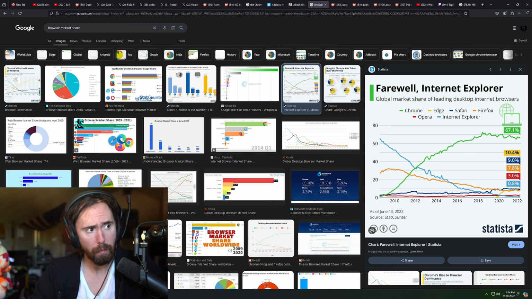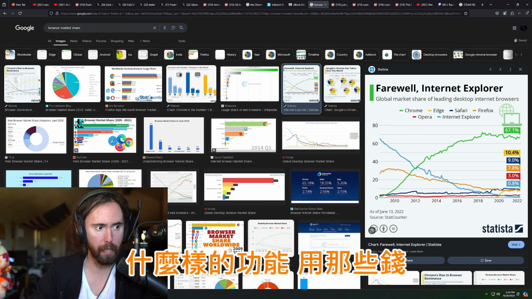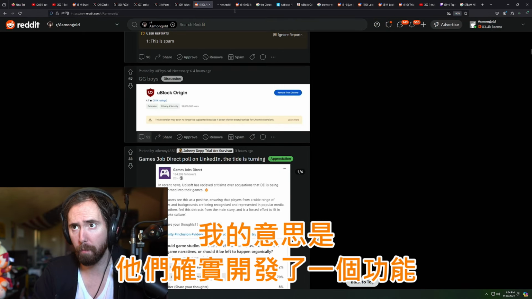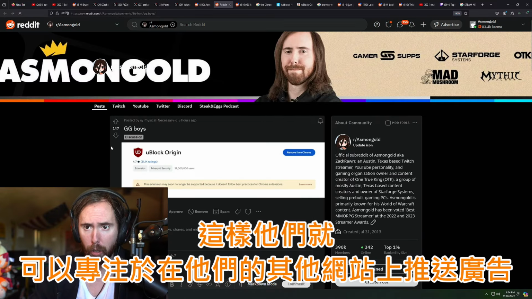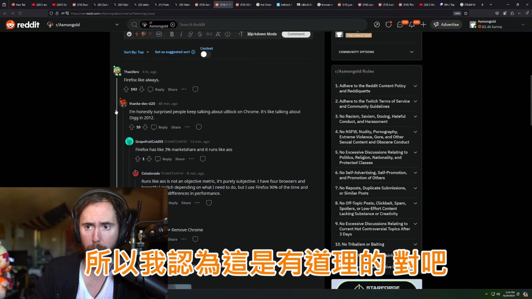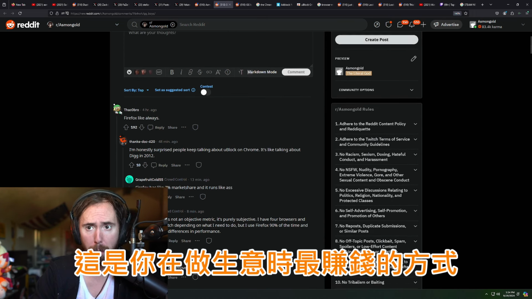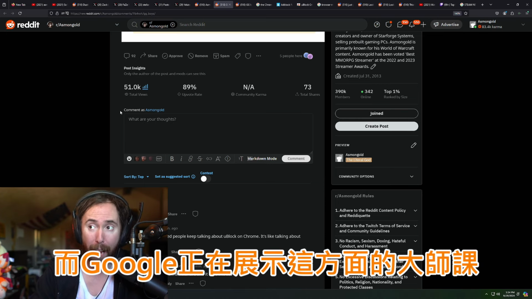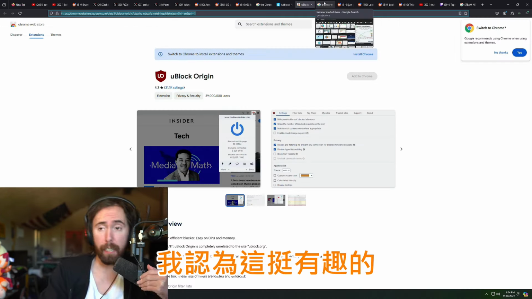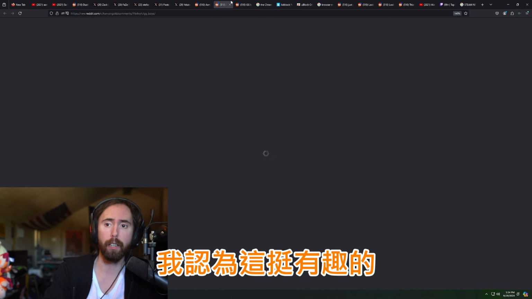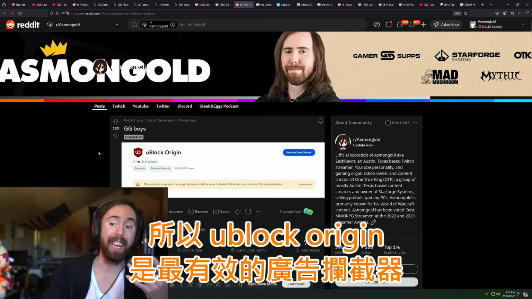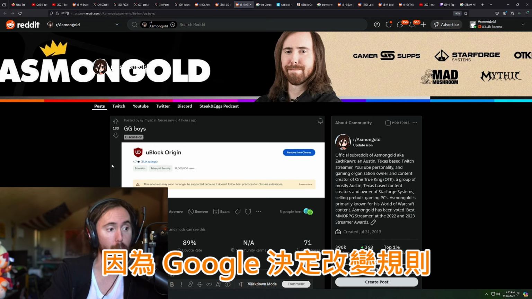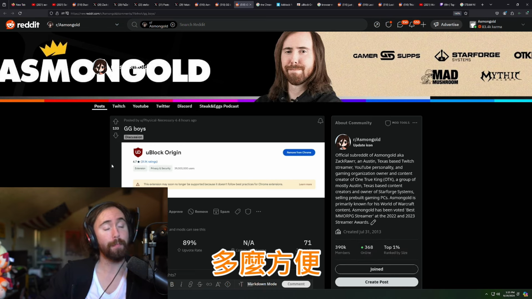Absolutely. Imagine what features they could have developed with the money that went into creating this. Well, I mean, they did. They developed a feature that allows them to block the best ad blockers so they can focus on pushing ads on their other websites. I think it makes sense, right? Vertical integration is the most profitable thing you can possibly do in business, and Google is showing a masterclass in that right now, which I think is pretty funny. So uBlock Origin, the most effective ad blocker, is probably not going to be supported for very long because Google has decided to change the rules. How convenient.